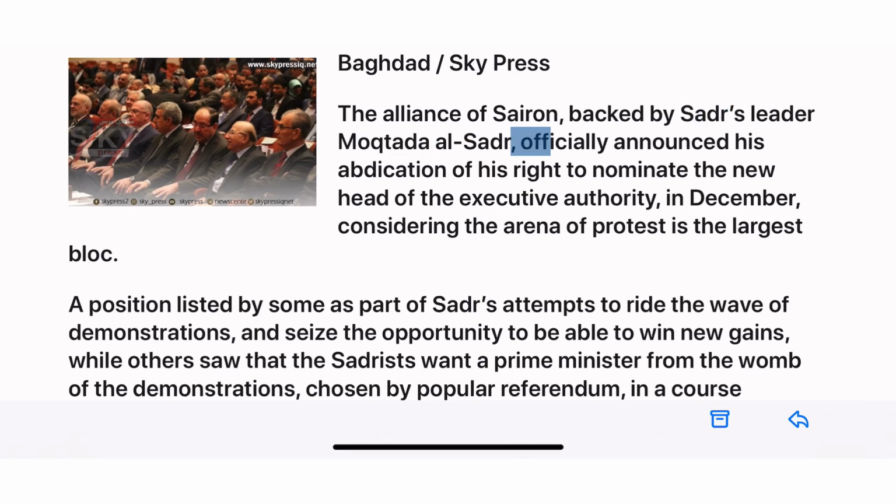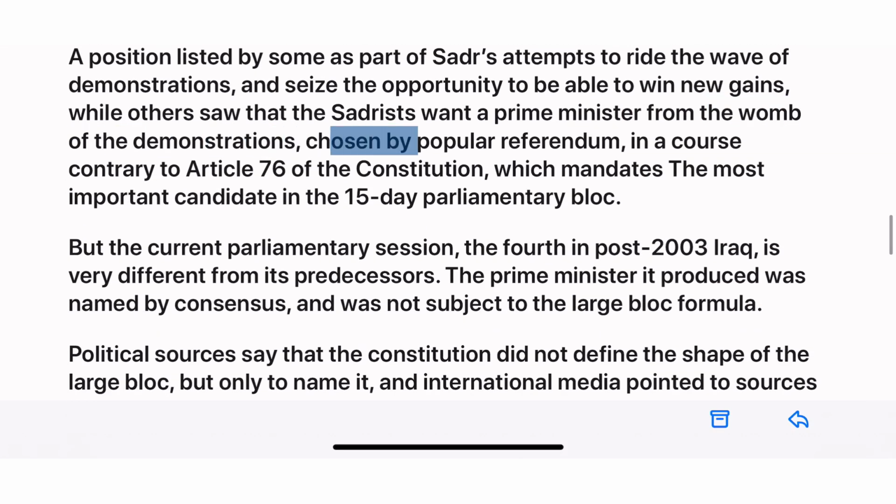Baghdad Sky Press. The Sairoon Alliance, backed by Sadrist leader Muqtada al-Sadr, officially announced its abdication of its right to nominate the new head of the executive authority in December, considering the arena of protest to be the largest bloc. A position listed by some as part of Sadr's attempts to ride the wave of demonstrations and seize the opportunity to win new gains, while others saw that the Sadrists swung a prime minister from the womb of the demonstrations, chosen by popular referendum, in a course contrary to Article 76 of the Constitution, which mandates the most important candidate of the largest parliamentary bloc within 15 days.